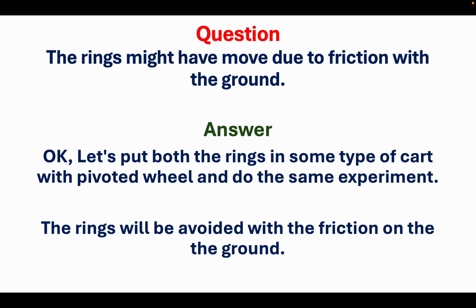The rings might have moved due to friction with the ground. So there might be a question. The rings might have moved in the same direction because of the friction with the ground. We can guess that there might be that reason too. Okay, let's put both the rings in some type of cart with pivoted wheels and do the same experiment. The rings will be free from the friction on the ground.